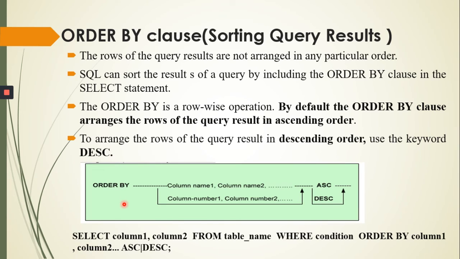Okay, so the syntax is order by, and here we have to provide some column. By default it is in ascending order, and if we want it in descending order, then we have to provide DESC over here. So: select column 1, column 2, particular columns, from some table, where we provide some condition, order by column 1, column 2, and at last ASC for ascending, and by default our output will be in ascending order. But if we want it in descending order, then we have to provide DESC.